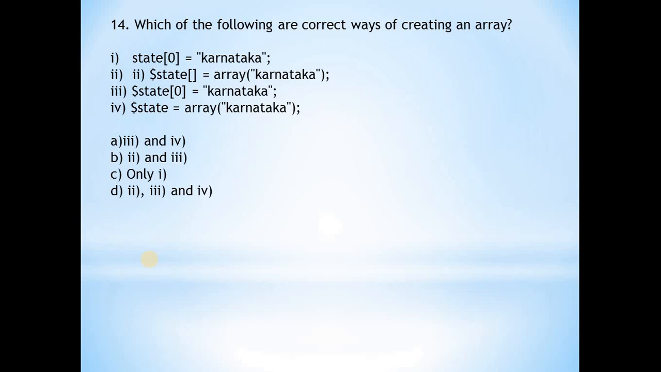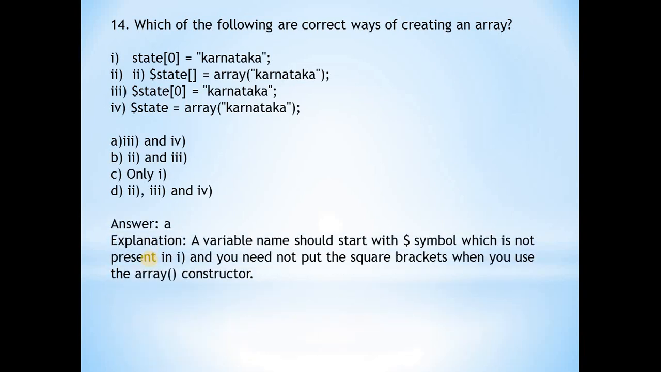Last question is, which of the following are correct ways of creating an array? The correct way of creating an array here is 3 and 4. Answer is A. A variable name should start with $, which is not present in option 1. You need to put a square bracket when you use the array constructor.